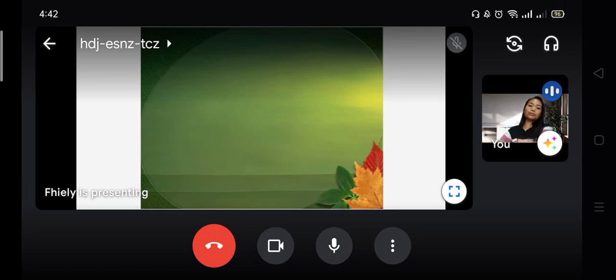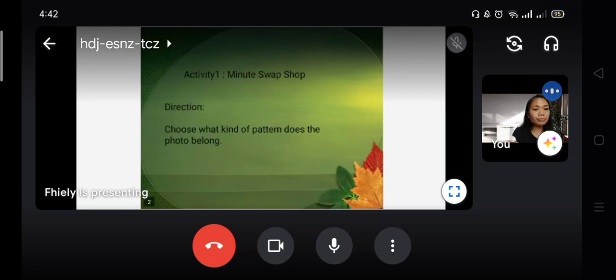Before we get into our discussion, let's have the activity first. This activity actually belongs to Minute Swap Shop, but it is just an exercise to prepare your mind for our discussion for today. Activity 1, Minute Swap Shop, as I said earlier, is just an exercise for your mind in order for you to prepare for our topic for today.